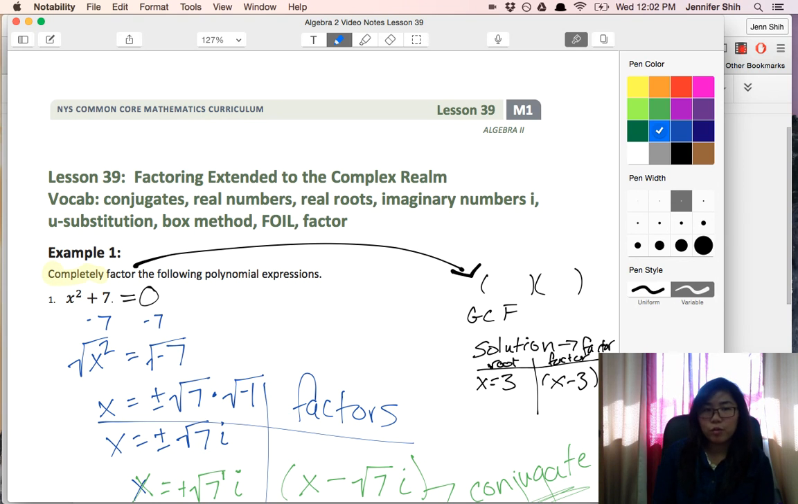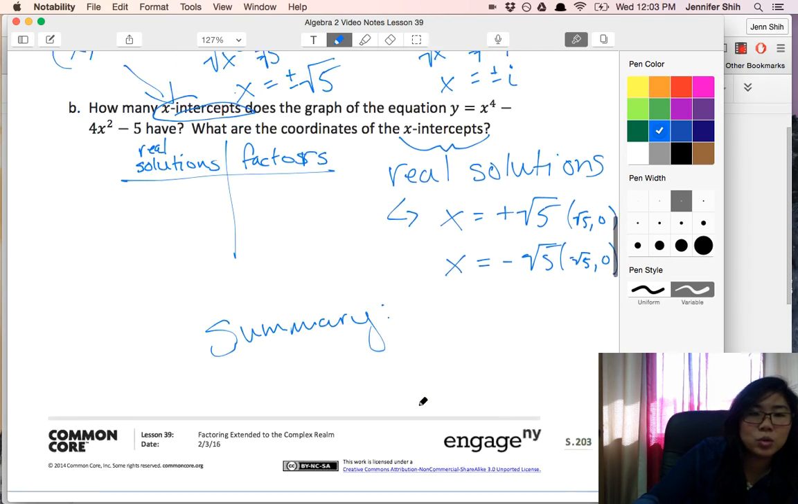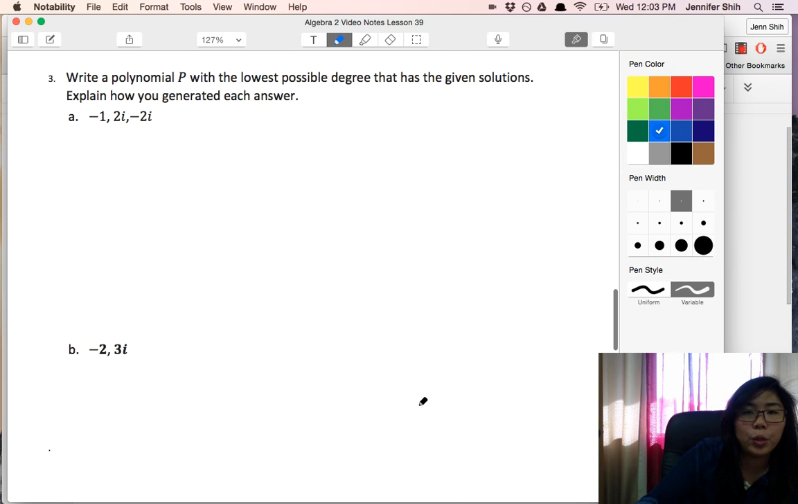As a review, your vocabulary: we've already used the word conjugate, and we've talked about real solutions versus imaginary solutions using i. We've talked about u substitution already, and we are going to do some box method or some foiling, whatever makes your heart beat. And we're going to continue to do some factoring. But this is part 2. You've already done example 1 and 2. Now we're going to do example 3.